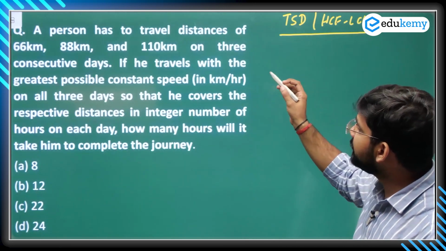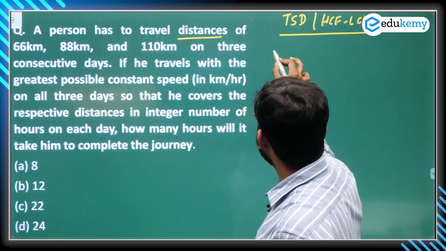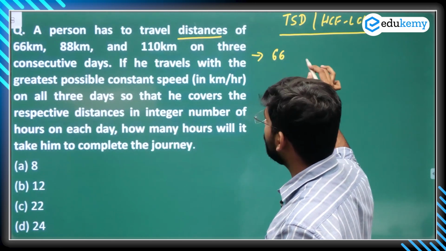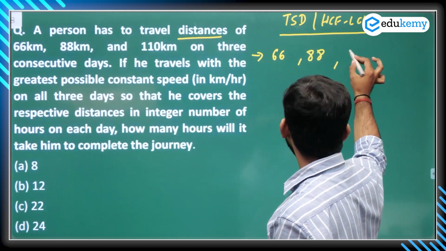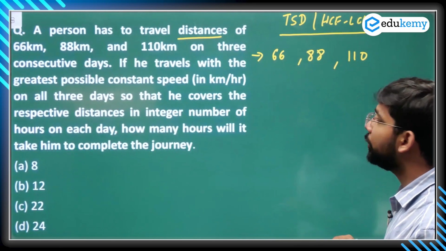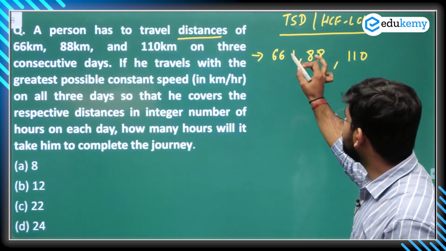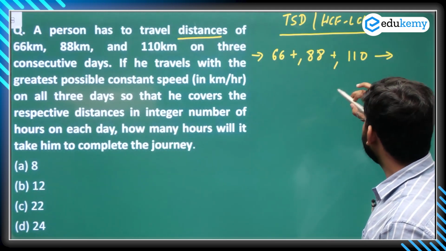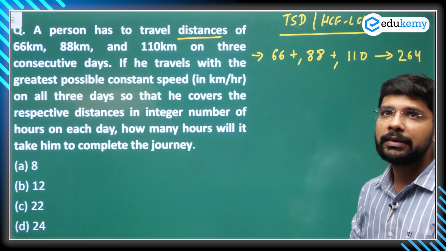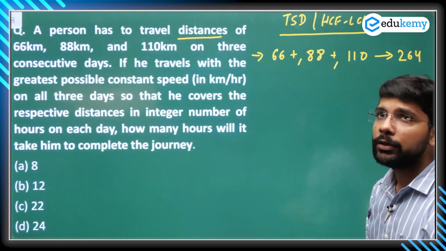A person has traveled a distance of 66 kilometer. The person had to travel 66 kilometer, 88 kilometer, and 110 kilometer in 3 consecutive days. So if I'm adding the distance of the 3 consecutive days, it will be 264.